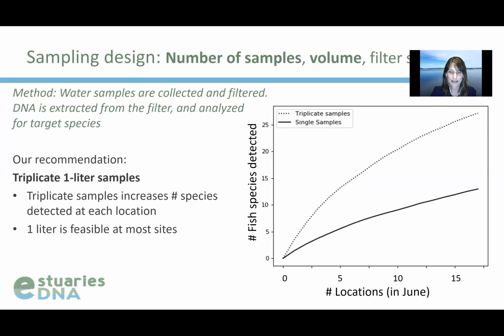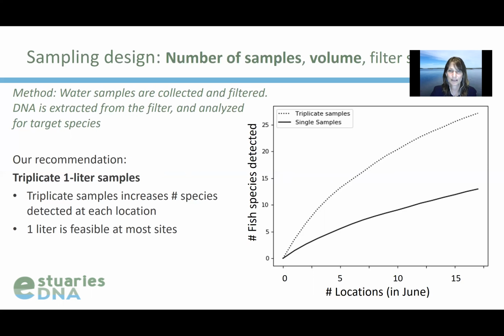We looked at a lot of different methods. There's tons of great work and information out there. We didn't invent anything. So we took a lot of different methods and looked at what we thought would work for our particular sites. We wound up recommending triplicate 1-liter samples at each of the sampling locations.